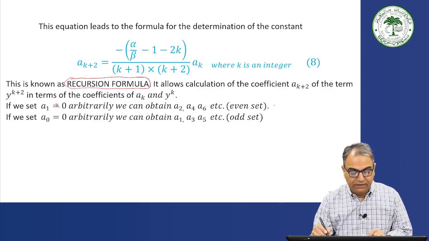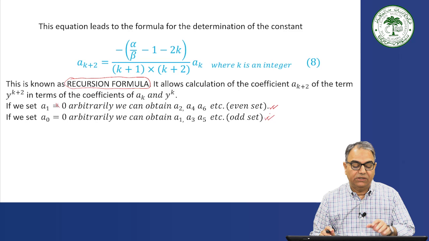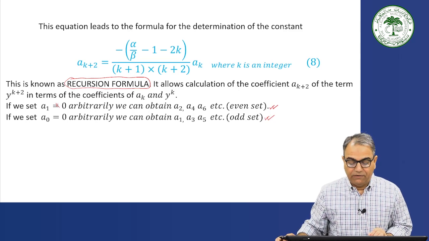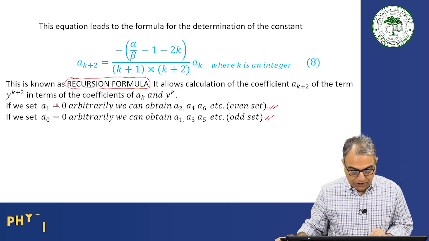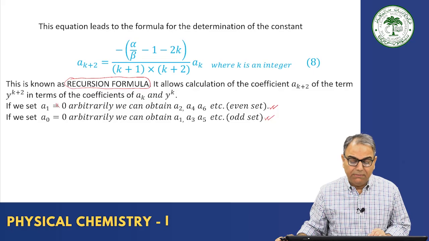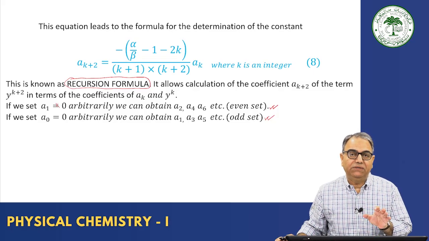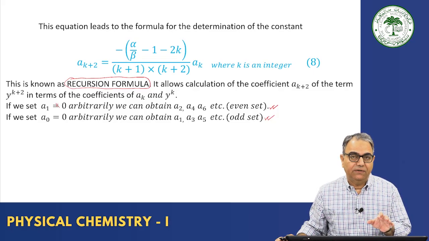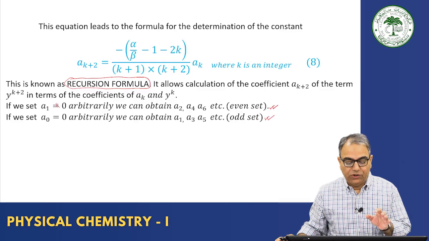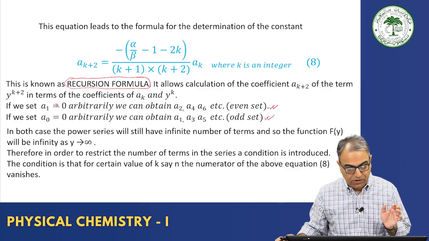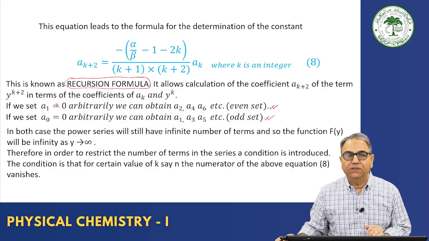So, putting 0 value gives you an even series, and putting 1 value gives you an odd set of terms you can generate from the recursion formula. Okay. But remember that the series which you have taken is an infinite series. So, here also a solution of the Schrodinger wave equation in terms of this series will give you an infinite number of terms, and the solution will be infinity.